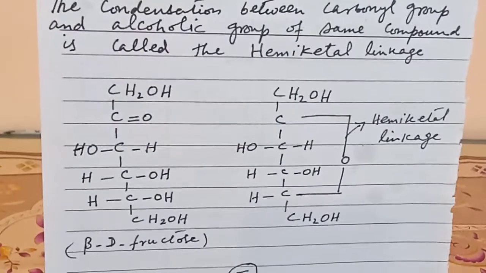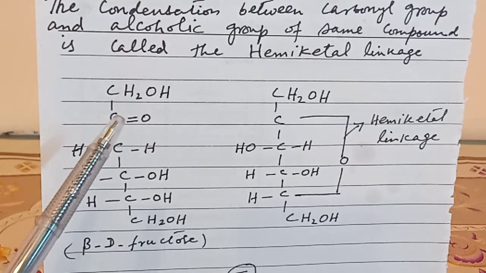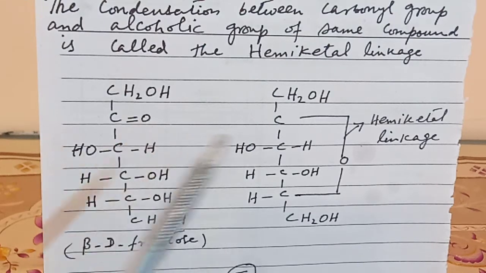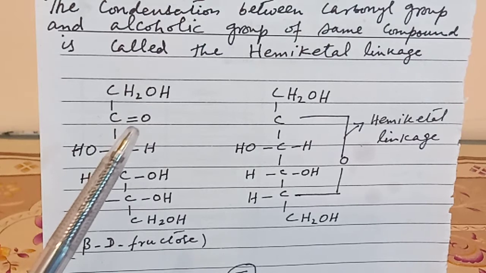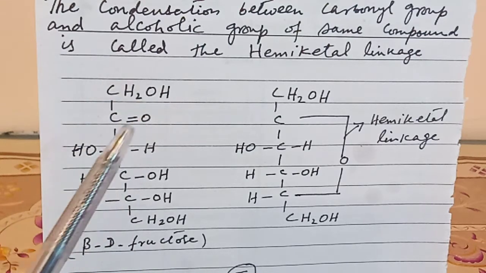Here the structure of the D-fructose, in which the location of the carbonyl group is fixed carbon number 2 and the carbon number 5 alcoholic group that will participate in the formation of the hemiketal linkage. The same concept is here. The carbonyl group carbon will form the oxygen in between these two, the hemiketal linkage formation.